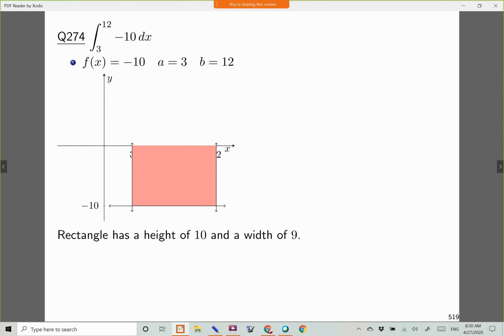The width is 9. You can find this 9 by doing 12 minus 3, right? So from there to there, that should be a distance of 9. So the area of this rectangle, 10 times 9, is 90.